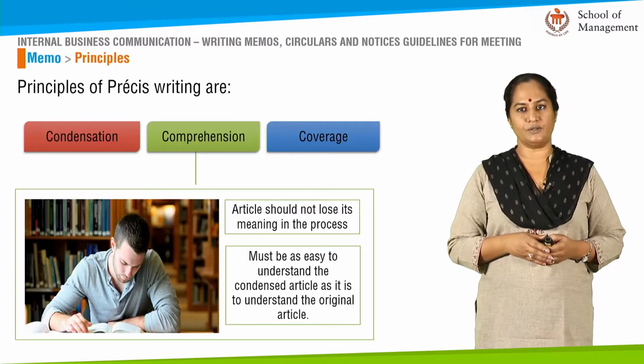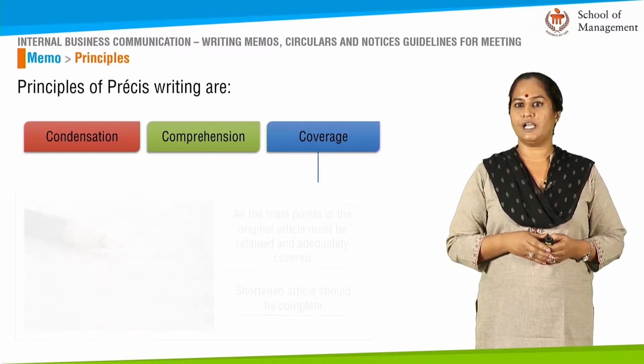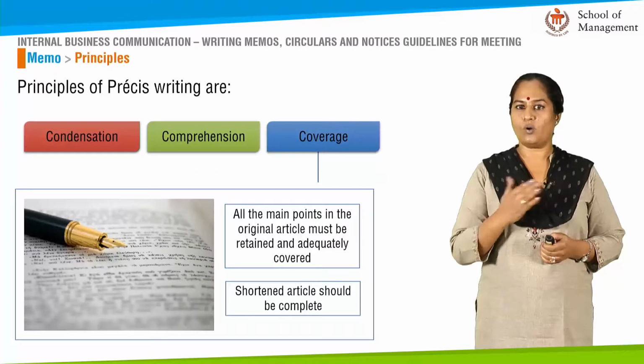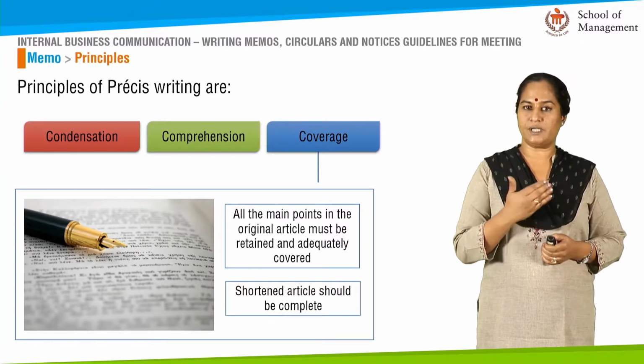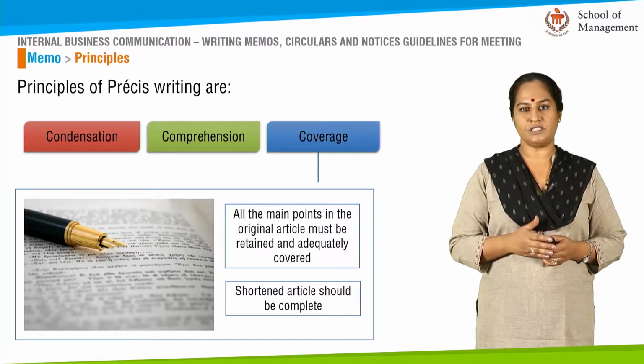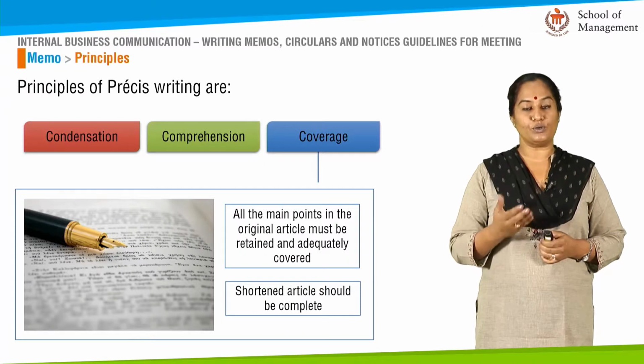The third point that we look at is coverage. Coverage deals with covering all the main points. Normally, what happens is when we try to condense, we end up missing out some of the major points. Now, this would defeat the purpose of sending out the memo. So, what do we do?